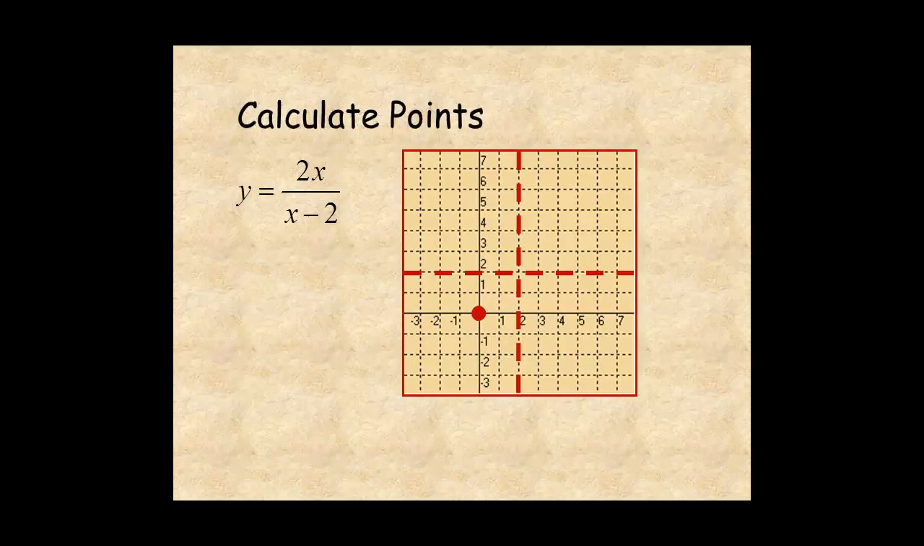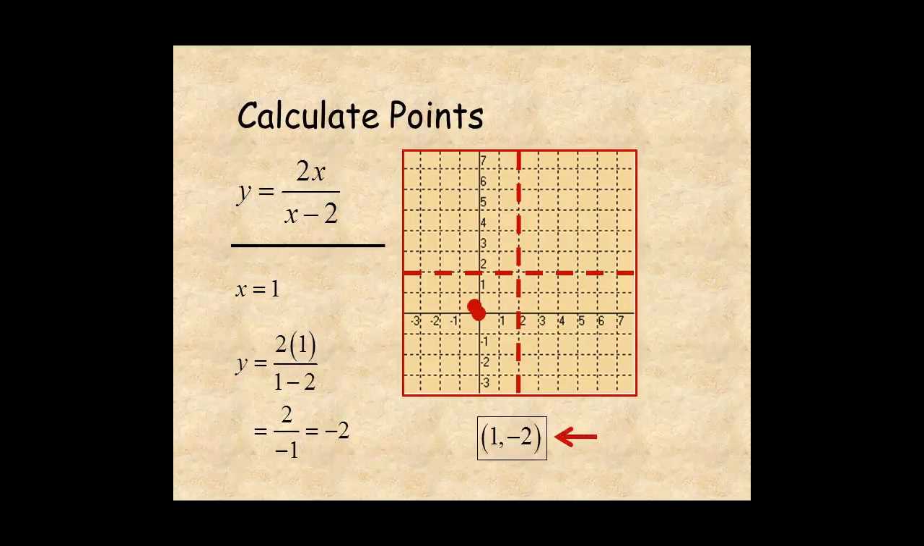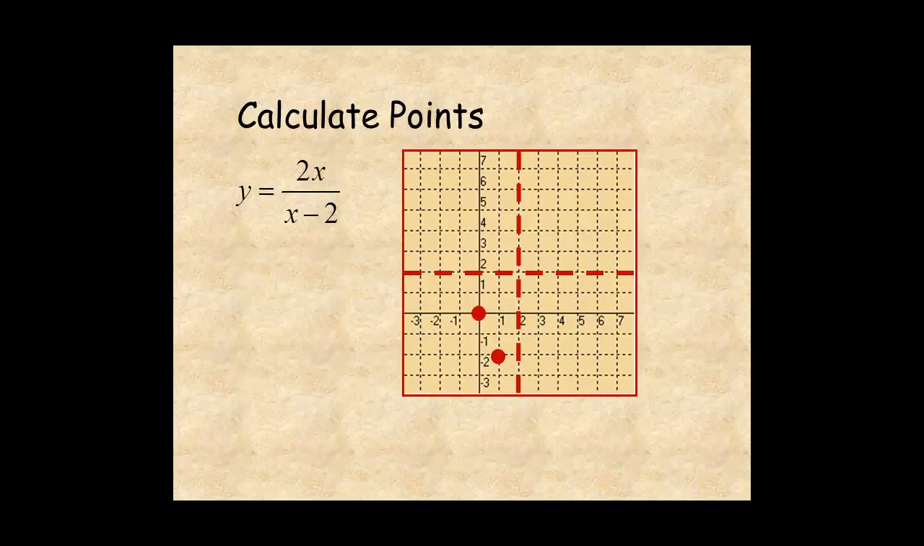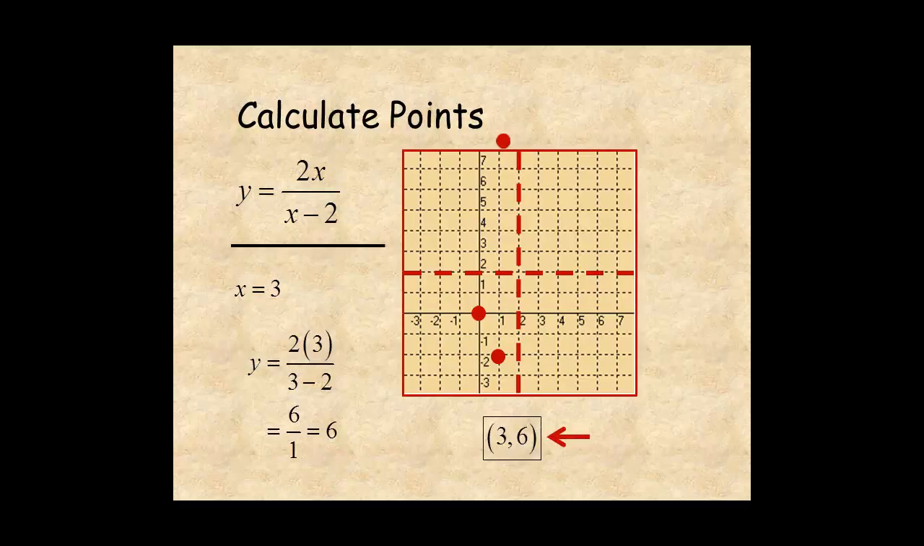Next, calculate at least one point on either side of the VA. For x equals 1, y equals negative 2, and there's a point at (1, -2). For x equals 3, y equals 6, and there's a point at (3, 6).